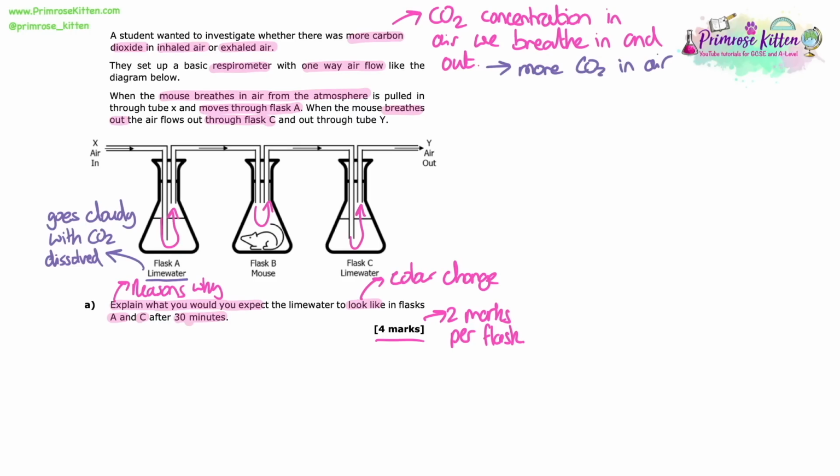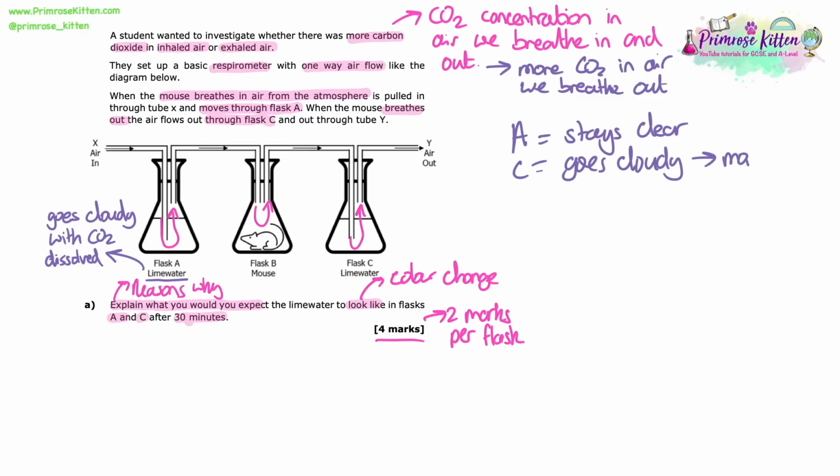And hopefully we know that there should be a greater concentration of carbon dioxide in the air we breathe out than the air we breathe in. And this is obviously due to respiration. So this is what we'd expect to see. A should stay clear because there's very little carbon dioxide in the atmosphere that's just being drawn through that tube. But C, which is after the mouse and therefore contains the air the mouse has breathed out, should go cloudy because there's more carbon dioxide in the exhaled air coming from the mouse because the mouse has been respiring and it needs to get rid of that carbon dioxide as it breathes out.